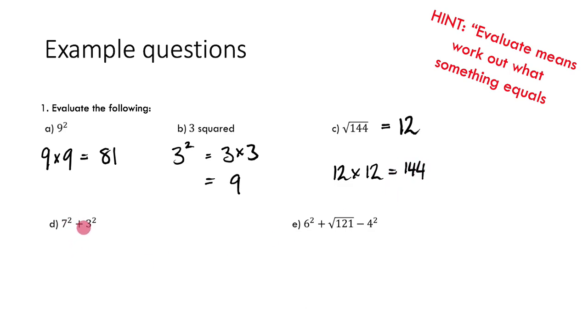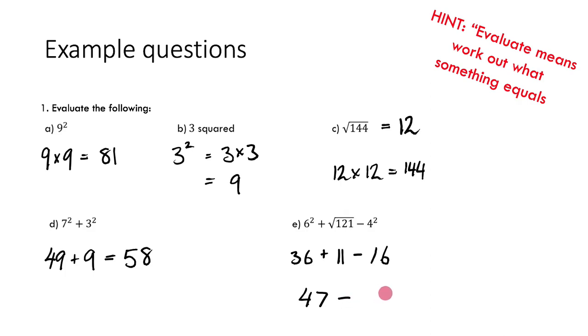Next, 7 squared plus 3 squared. Well, 7 squared is 49, and 3 squared is 9. 49 plus 9 is equal to 58. Next, 6 squared plus the square root of 121 minus 4 squared. 6 squared is 36. This is saying what number, when times by itself, gives me 121. The answer is 11, because 11 times 11 is 121. Then we're going to subtract 4 squared, which is 4 times 4, which is 16. 36 plus 11, well, that's going to be 47. And now I'm going to subtract 16 from that, which is going to give me 31. So my answer will be 31.